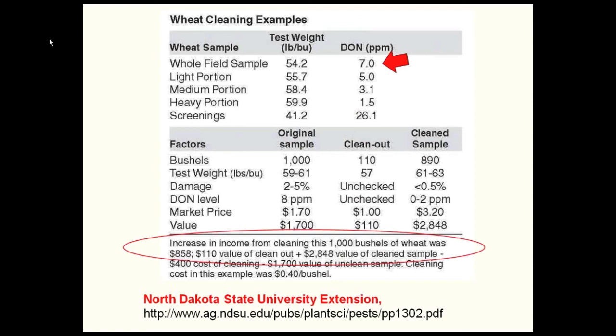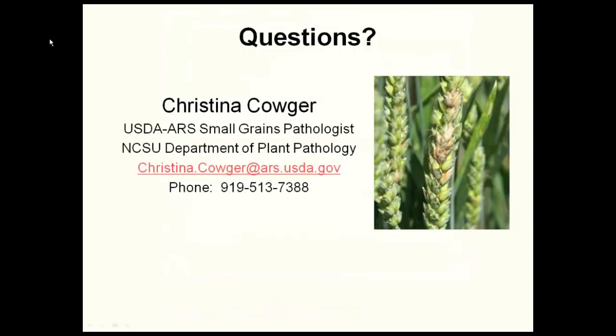So the bottom line is, when you pay for this cleaning, assuming that you're paying 40 cents a bushel, on your 1,000 bushels of wheat, you increase your income by $858. This example goes through the math to basically show you how you do that. You can still sell the stuff that's cleaned out, you just get a lower price for it. There's more information in this publication at North Dakota State University, but the bottom line is that yes, if you have a bad contamination of DON, it can pay to have it cleaned. Especially if the price of wheat is high, of course.